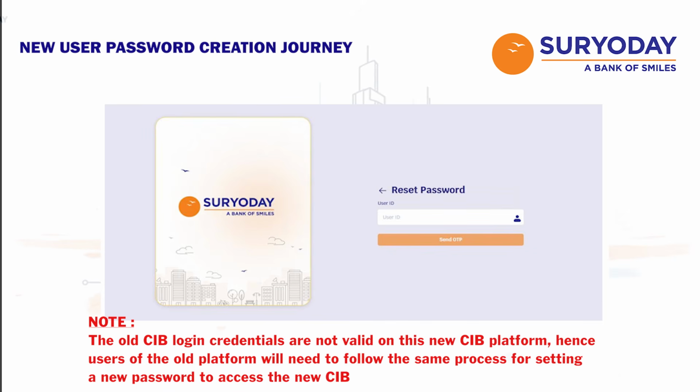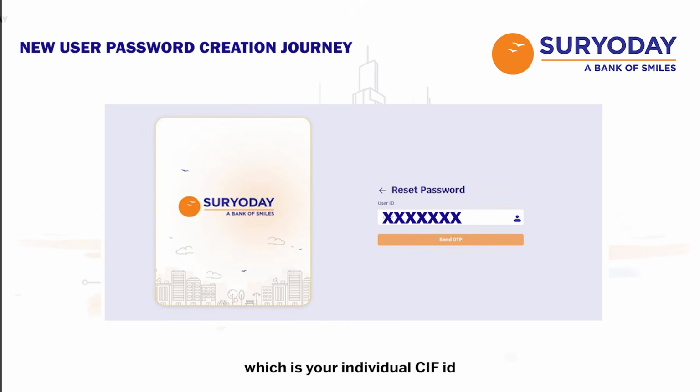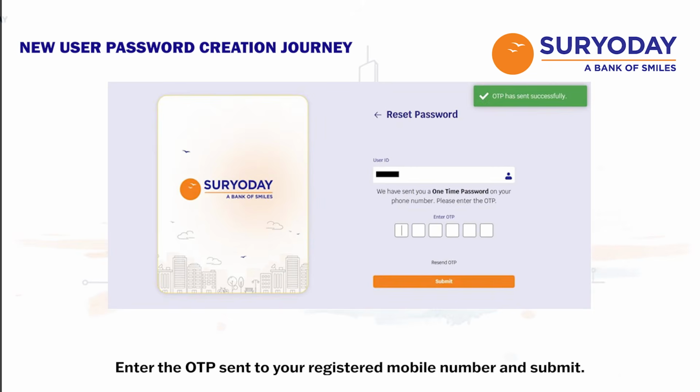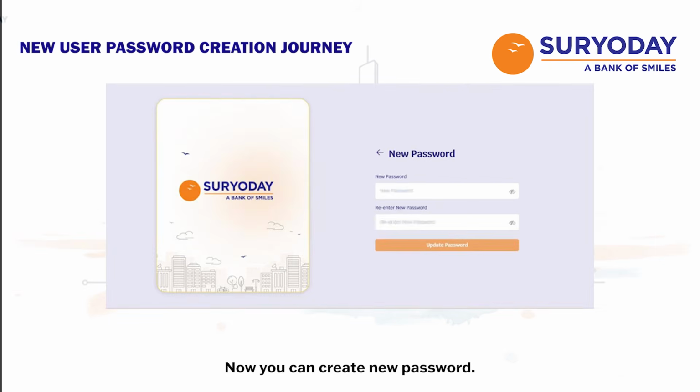Hence, users of the old platform will need to follow the same process for setting a new password to access the new CIB. Enter the user ID shared on the individual registered email address, which is your individual CIF ID, and click Send OTP. Enter the OTP sent to your registered mobile number and submit. Now, you can create a new password.